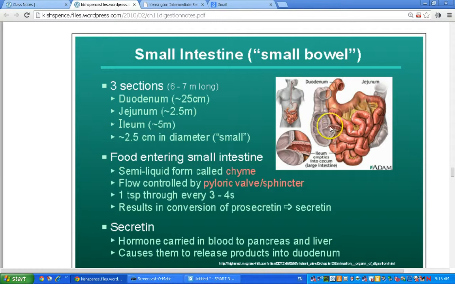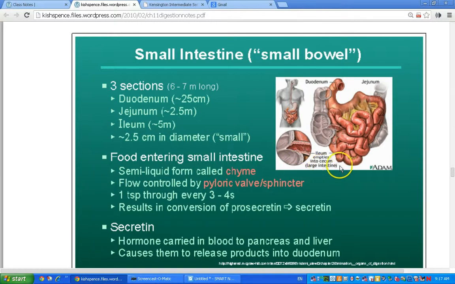the cecum. Okay, so the easiest way to find the duodenum is look for the stomach, and then it's the first part of the small intestine after the stomach. The easiest way to find the ileum is to look for the first part of the large intestine, the cecum, and then work backwards. So this would be the ileum. And then the jejunum is the part of the small intestine that's between them. So it's about 2.5 centimeters in diameter on average.